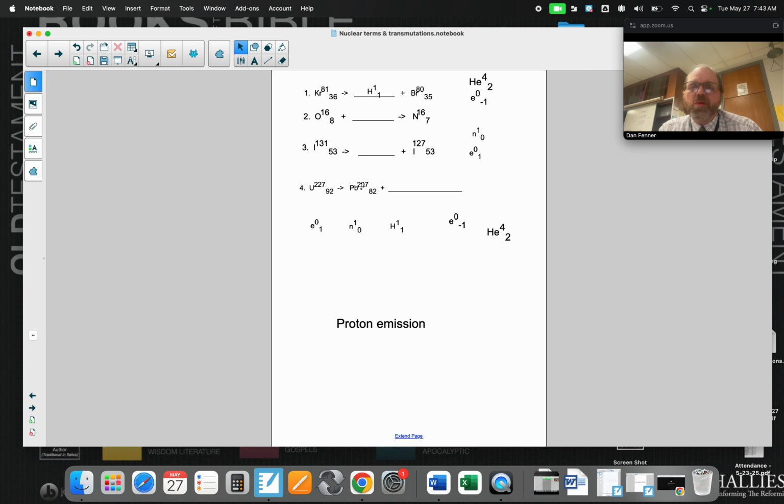So the next one, we're looking at 8 going to 7. So this one is going to be -1 over 0. And it's on the reactant side. So this is going to be, since it's a beta bombardment. All right. Did I spell that wrong? Yes, I did. Let's fix that.